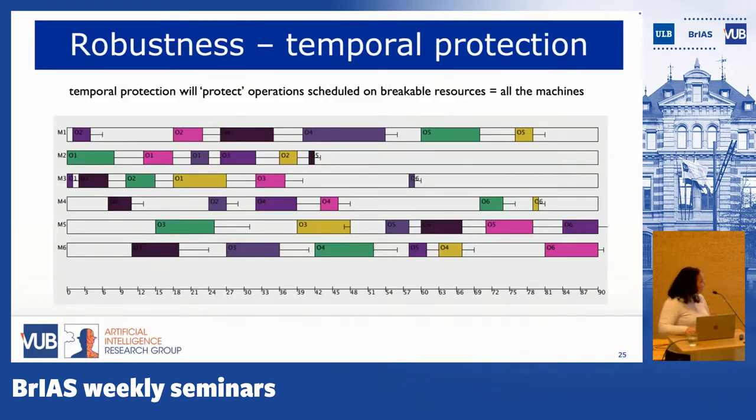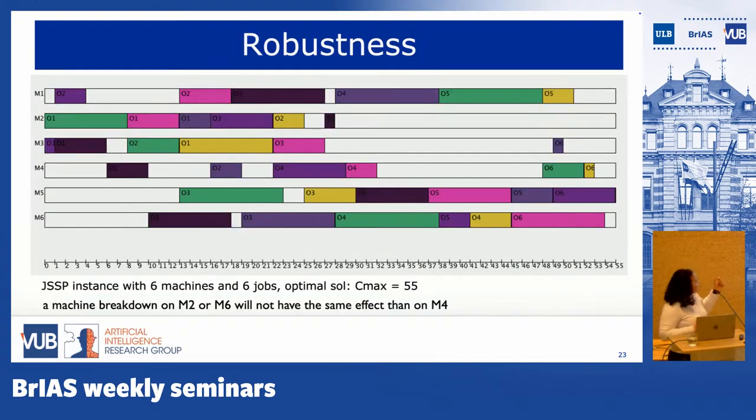So our objective was to take into account in the original solution how critical are the machines. So here we can say that a machine breakdown on machine 2 or machine 6 will not have the same effect as on machine 4. Why is that? Because machine 2 and machine 6 have too many operations scheduled one after the other, so too many consecutive operations. If something happens in between, for example, machine 6 at the very bottom, between operation 3 and 4, the purple and the green one, it won't have enough time. I mean, there is no idle time in between, so it can't recover from the perturbation or the unexpected event. While on the other hand, for example, machine 4 does have some idle time in between.